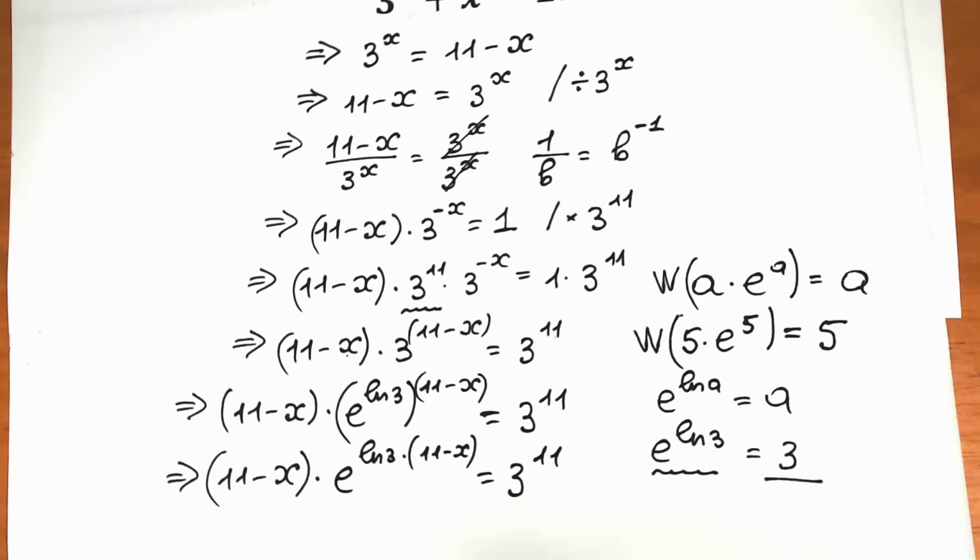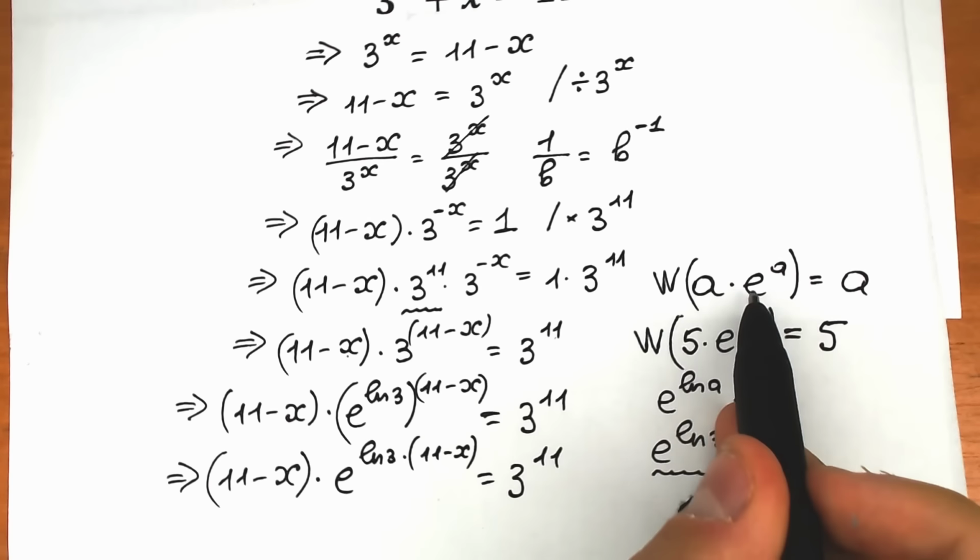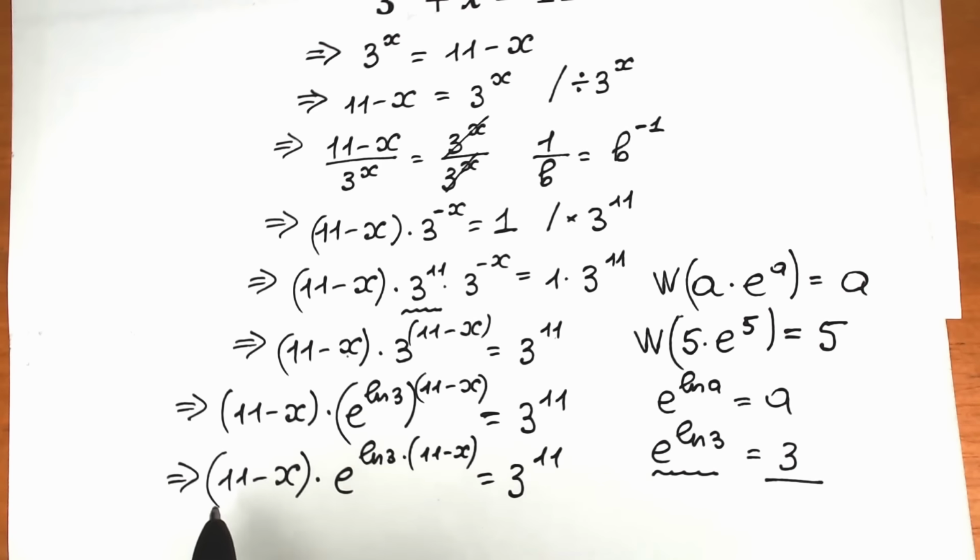And right now, let's look closely. What do we have right here in this case? We have e, and we need to have e right here for Lambert W function. But if we look closely, we have 11 minus x, and we have 11 minus x right here. It looks like absolutely the same thing. It looks like everything is great, but we have natural log 3. So it's not the same expression right here and right here.